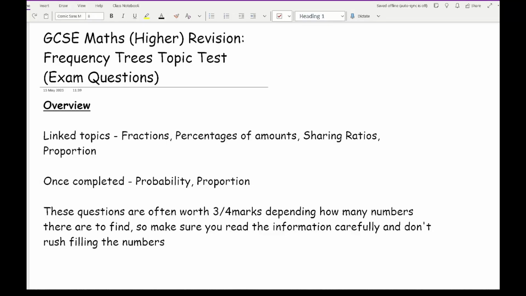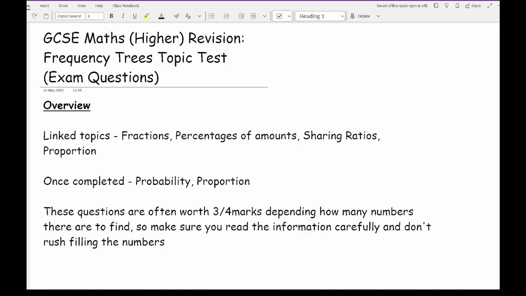Now before we get started working through some exam questions related to frequency trees, let's just have a quick overview over what we can expect when answering these questions. The linked topics with regards to frequency trees is you do need to have a decent knowledge on how to work out fractions of amounts, percentage of amounts, sharing ratios and working with proportion.